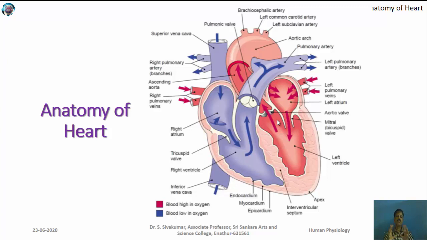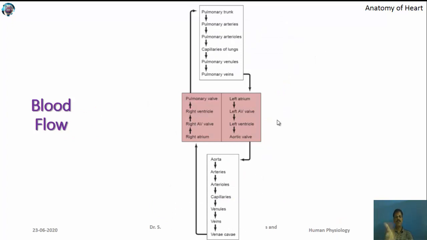It does not do any other mechanical functions. It does only the pumping function. It does not purify blood. It only collects and sends it. So one half of the heart collects from the tissue and sends it to the lungs. The other half of the heart collects from the lungs and sends it to the body parts. So that is how the heart functions. That is also indicated in this diagram.